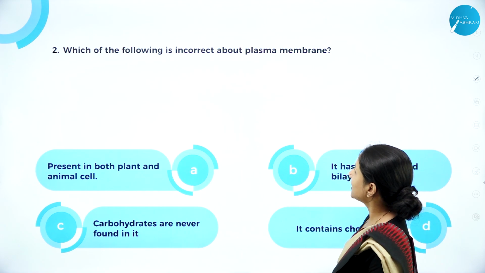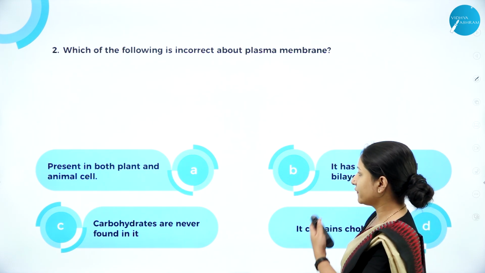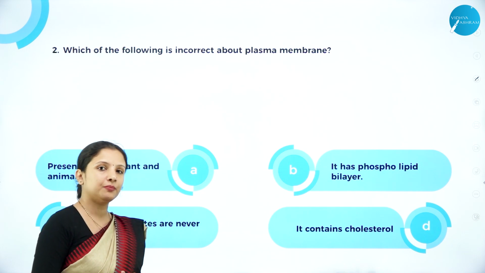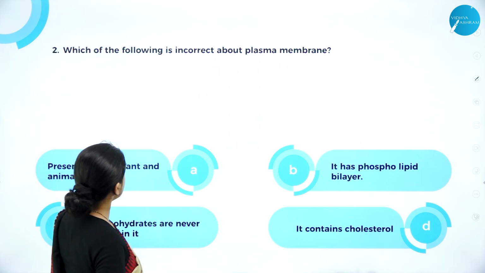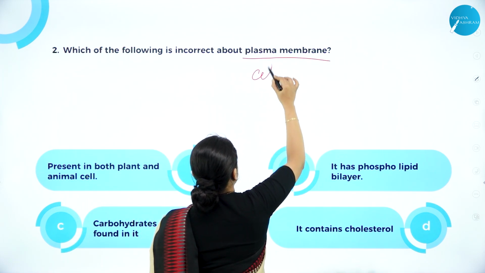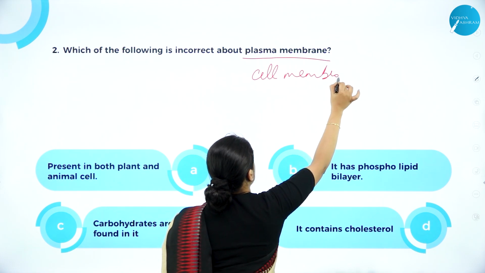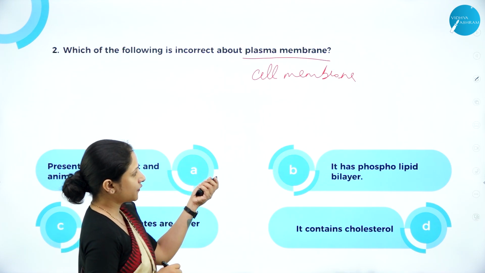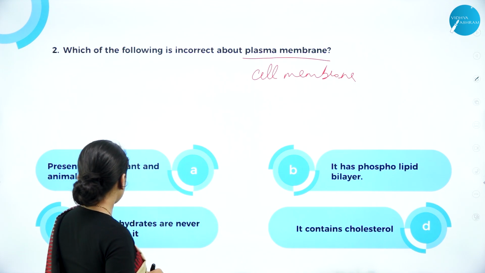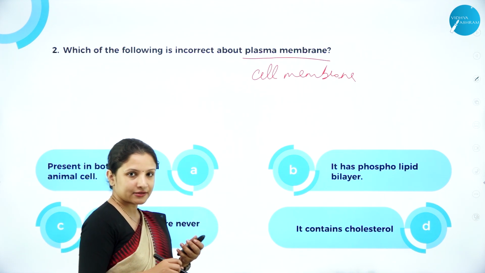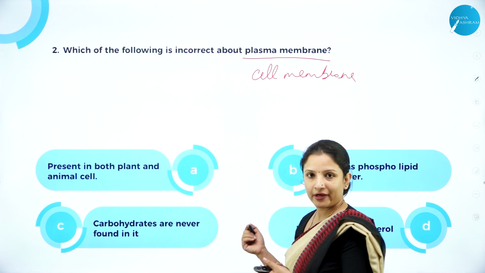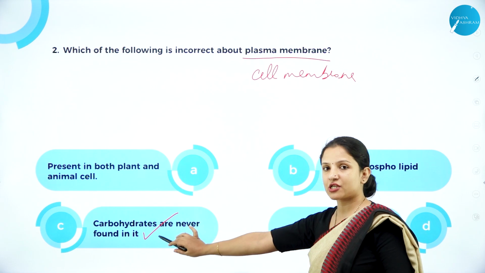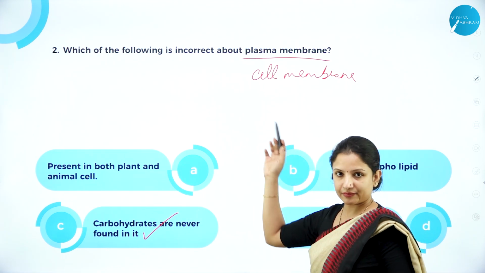Moving further, which of the following is incorrect about the plasma membrane? Some statements are given. The plasma membrane is present in both plant and animal cells. Yes, that is true. Or they can ask, which of the following is incorrect about the cell membrane: cell membrane and plasma membrane are one and the same. It has a phospholipid bilayer. Yes, that is also true. It contains cholesterol. Yes, it has small traces of cholesterol. Carbohydrates are never present in it. No, they also contain carbohydrates. So option C is the right answer because this statement is incorrect regarding the cell membrane.